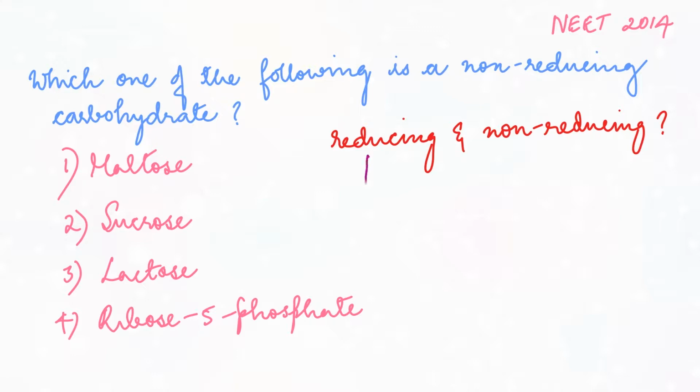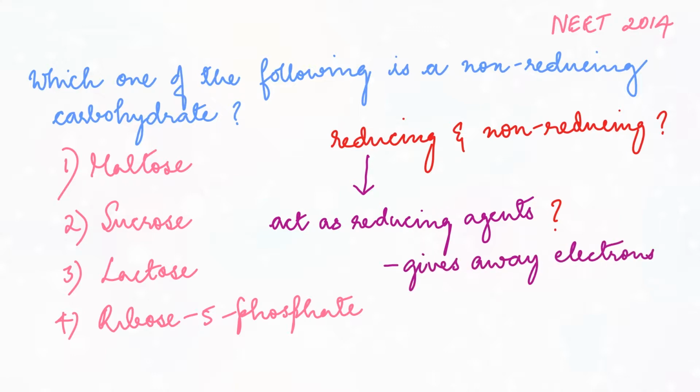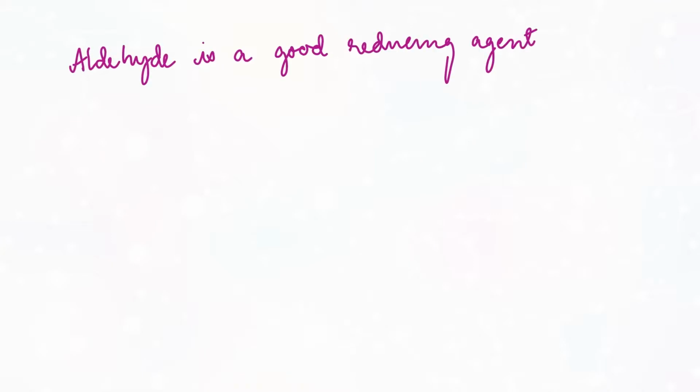A reducing sugar can act as a good reducing agent. But what does that mean? What are reducing agents? Reducing agents give away electrons and in the process they get oxidized. Now I shall not go into the details of oxidation and reduction. That's a whole video in itself, and probably I shall make a video on it later on. But for now, you need to know that aldehydes are good reducing agents. The CHO group can give away electrons and form the acid COOH group.